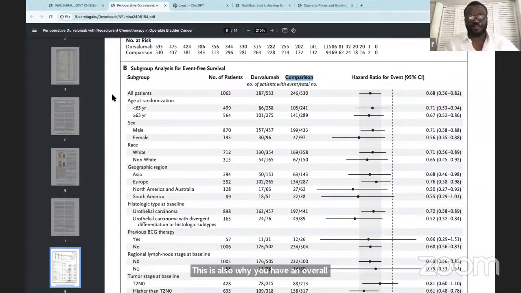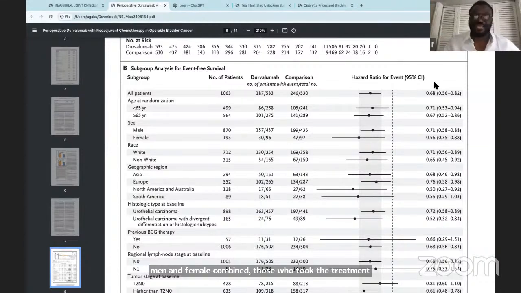This is saying in the whole population, all patients, men and female combined, those who took the treatment had 0.68 times lower risk of developing the event compared to men and female who did not take the drug, who were on the other treatment, right? So this is subgroup analysis.